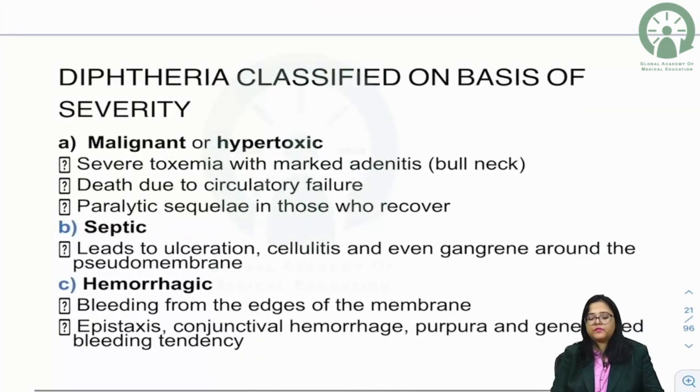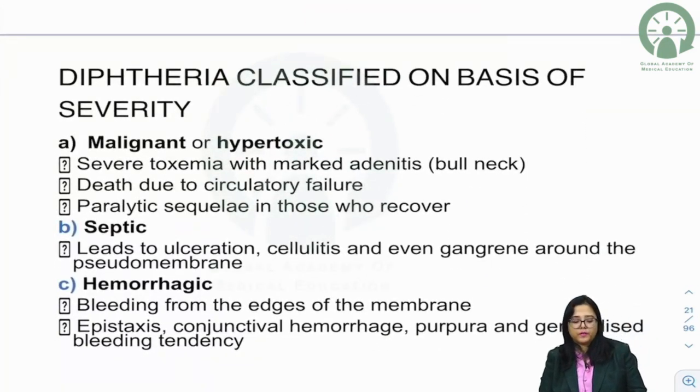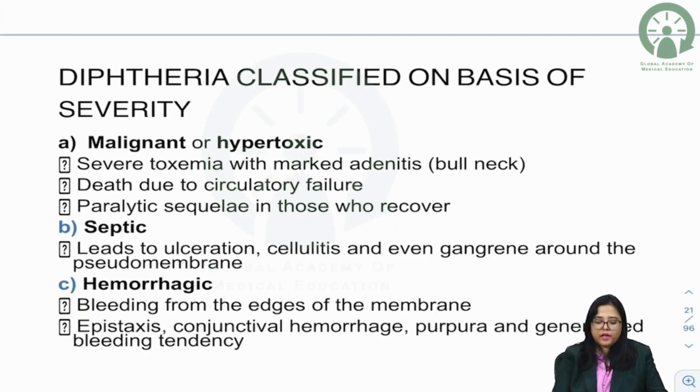Now diphtheria is classified on the basis of severity, and it may be of 3 types: malignant or hypertoxic, septic, and hemorrhagic. So malignant or hypertoxic has severe toxemia with marked adenitis known as bull neck, death due to circulatory failure, and paralytic sequelae in those who recover. In septic cases, there will be ulceration, cellulitis, and even gangrene around the pseudomembrane. Hemorrhagic has bleeding from the edges of the membrane, epistaxis, conjunctival hemorrhage, purpura, and generalized bleeding tendencies.